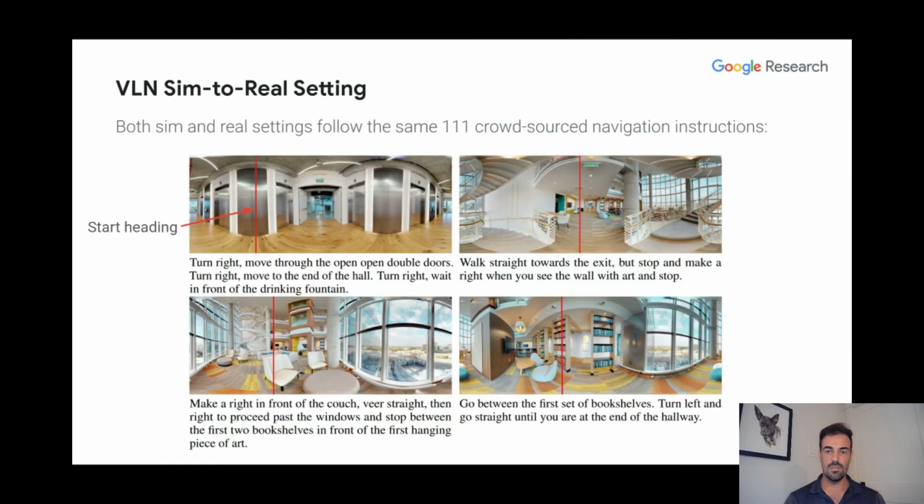With regards to the navigation instructions that the agents will be following, these are the same in both the sim and the real settings. In both cases, it's the same set of 111 crowdsourced navigation instructions. These were collected using the same user interface as the room-to-room dataset, using workers from Amazon Mechanical Turk. And so these should be as similar as possible to the training data in R2R. You can see some examples here.